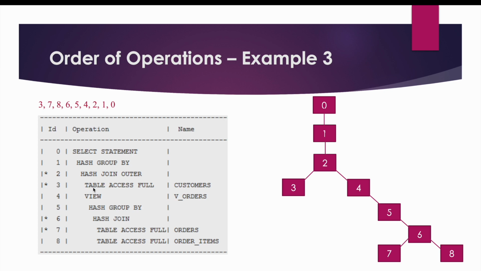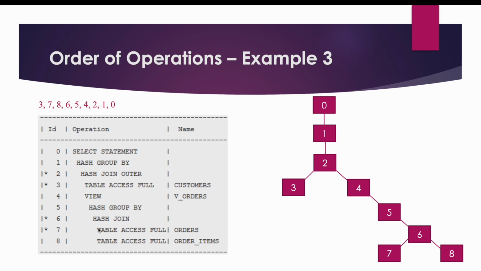Now 3 doesn't have any other child, so operation number 3 becomes your topmost and the innermost child operation. So operation number 3 will get executed first. After operation number 3, operation number 4 will get executed because they are on the same level of indentation. But in order to execute operation number 4, it has to execute its child, that is 5, and then 6. And operation number 6 has two children again, that is 7 and 8. Now since 7 is on the top and 8 is on the bottom, operation 7 will execute.